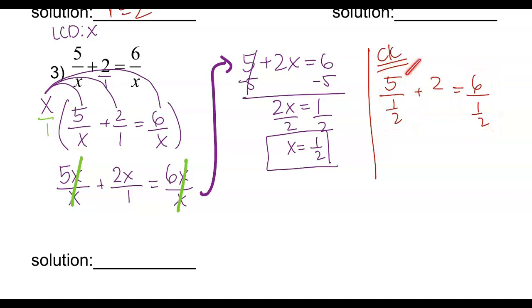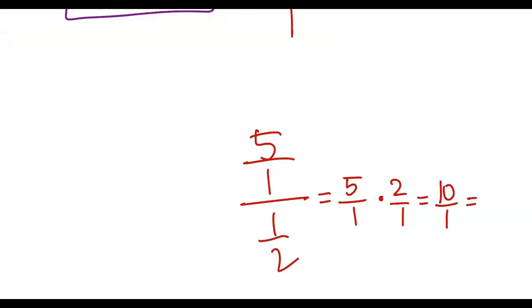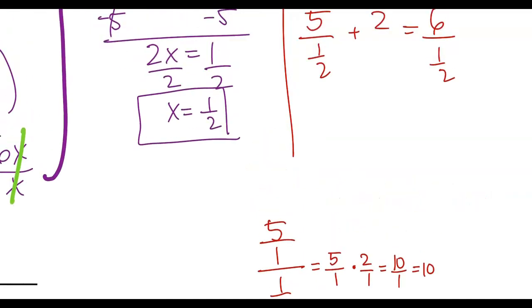You have a whole number divided by a fraction. And if you wanted to, you could rewrite 5 as 5 over 1 divided by 1/2. How would you divide that? Keep, change, flip. Multiply it by the reciprocal. So 5 over 1 times 2 over 1. What's 5 times 2? 10. And 10 divided by 1? It's just 10. So my first number, let me zoom back out, up here is going to be 10.